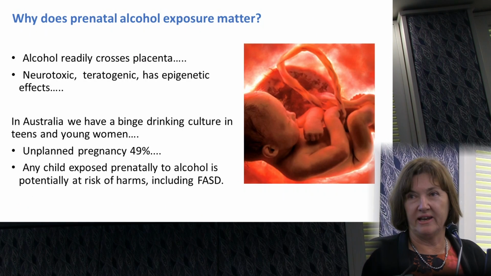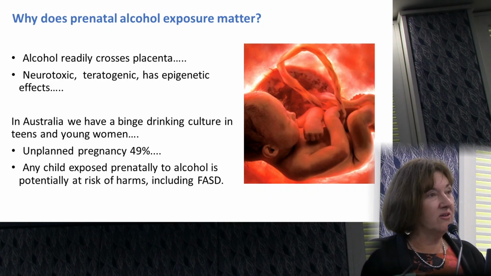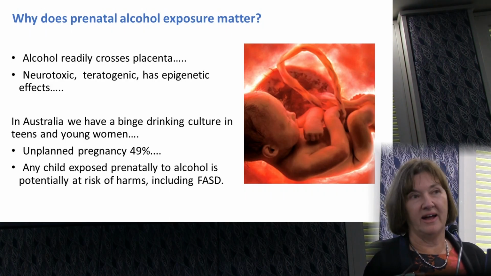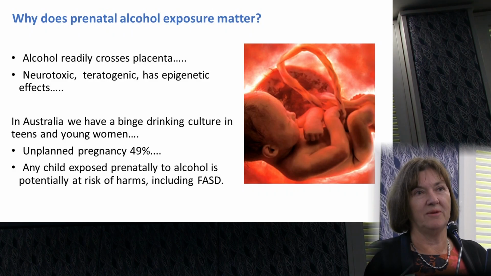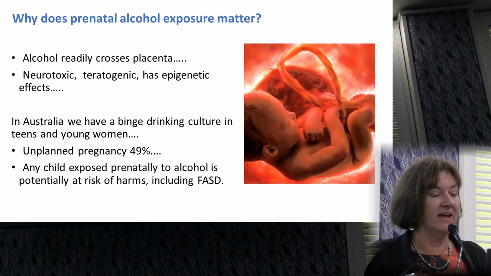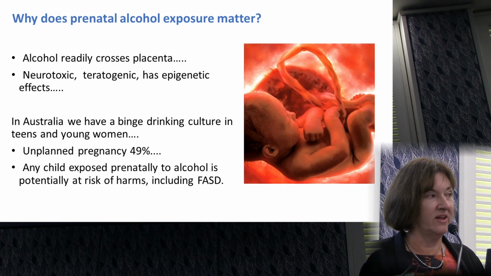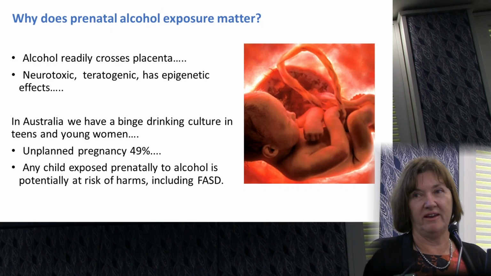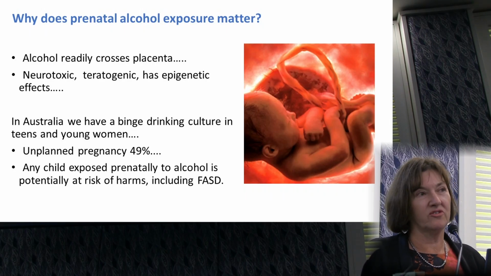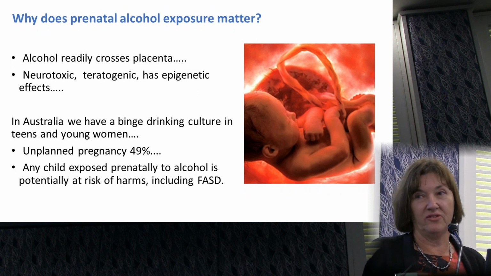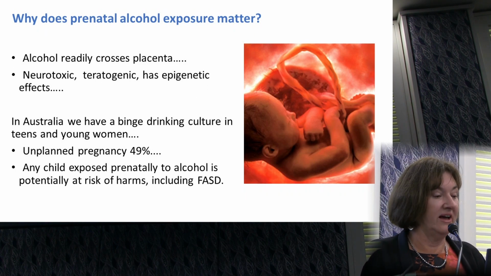So why does prenatal alcohol exposure matter? Well, alcohol readily crosses the placenta, and it's neurotoxic, that is, it damages the nerves and the brain. And it's also teratogenic, that is, it disrupts the development of structures causing birth defects. And it has what's called epigenetic effects. So it can switch certain genes on and off that might confer a risk for adverse health outcomes later in life.